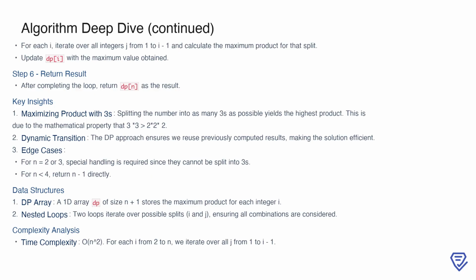There are some key insights to note. First, splitting numbers into as many 3s as possible maximizes the product because the mathematical property of 3s outperforms other splits. For example, 3 times 3 is greater than 2 times 2 times 2. Second, dynamic programming ensures efficiency by reusing previously computed results. And finally, edge cases like n equals 2 or 3 require special handling because they cannot be split into 3s. For numbers less than 4, we can directly return n minus 1 as the result.